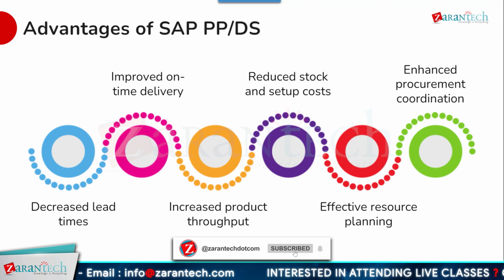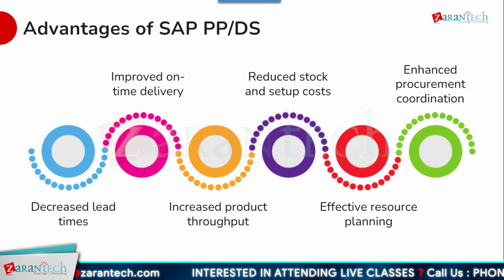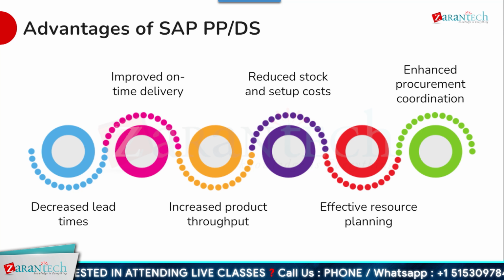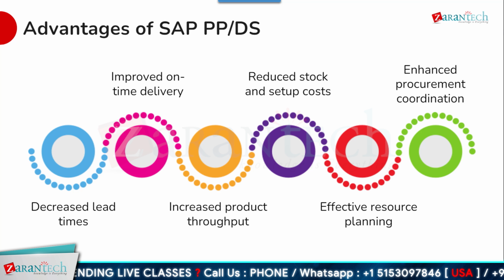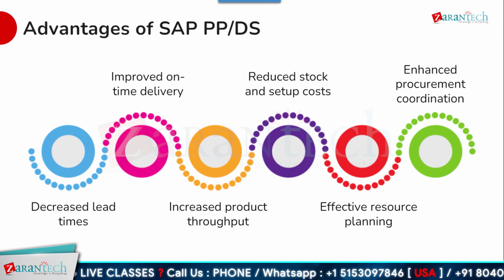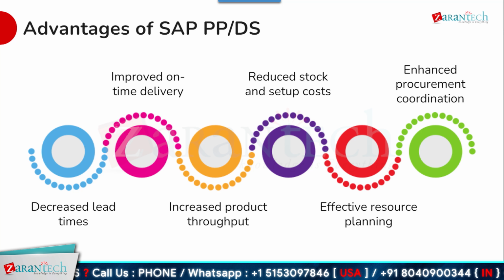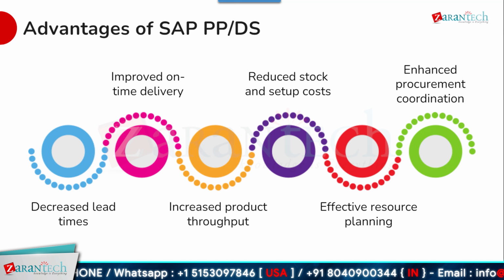PPDS also improves on-time delivery by generating realistic and achievable production plans. It also helps in reducing stock and setup costs by optimizing inventory levels and minimizing changeover times. And moreover, PPDS enhances procurement coordination by aligning purchase orders with production requirements. So these are some advantages of using SAP PPDS.